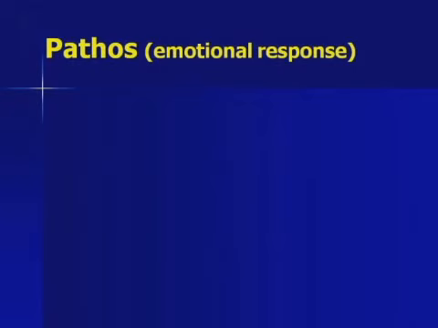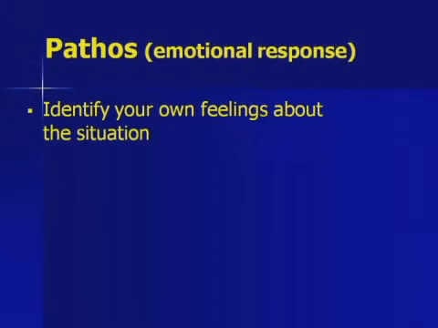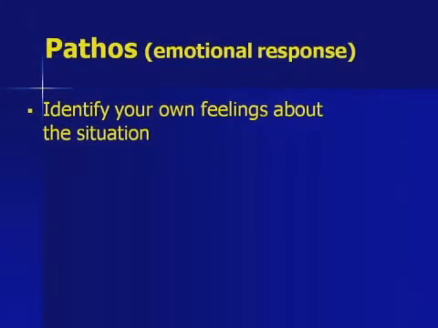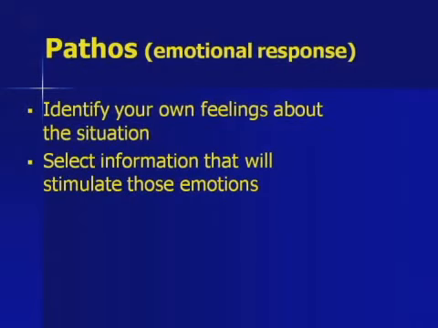Pathos is emotional response again. So through pathos, I'm going to try and get my audience to feel. I want to identify those feelings about the situation. If I can identify how I am feeling about a particular situation or circumstance, then it might be possible for you to relate to those feelings as well. I need to select the information that will stimulate those emotions. What pieces of evidence, what pieces of information can I find that are going to help trigger those particular emotions?